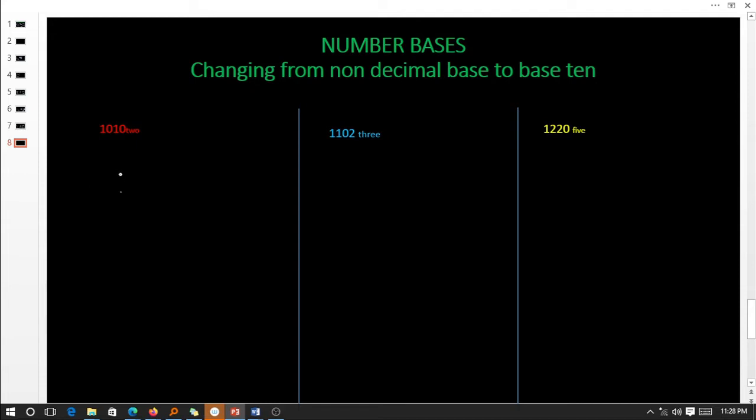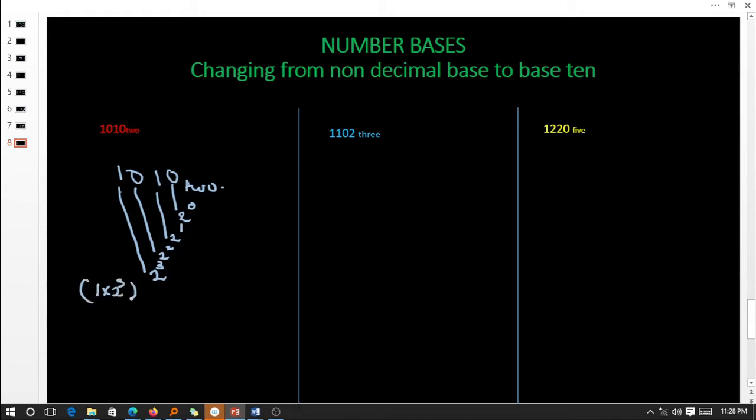So it is 1 0 1 0. This is counting system of 2. So this is 2 power 0, then this 2 power 1, then this one is 2 power 2, and then this one is 2 power 3. Then we are going to expand. Now it's going to be 1 times 2 power 3, then plus 0 times 2 power 2, then plus 1 times 2 power 1, then plus, we come here, 0 times 2 power 0.